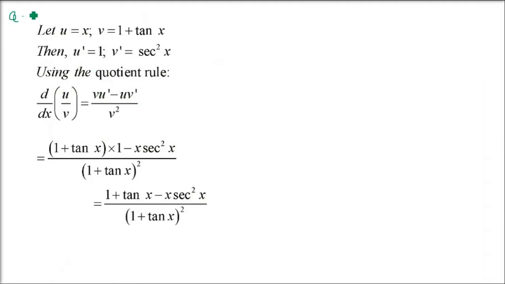This is question number 6. Now this is an NCERT question. We'll do it properly. So x by 1 plus tan x. This is u, this is v. u dash will be what? d by dx of x is 1. And v dash will be the differentiation of 1 plus tan x. So 1 is 0, tan x is sec²x.